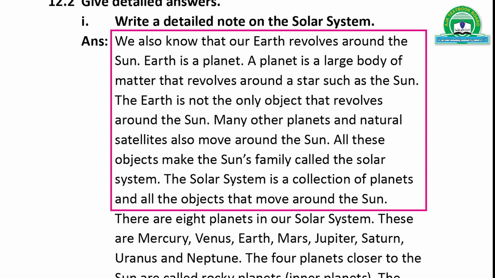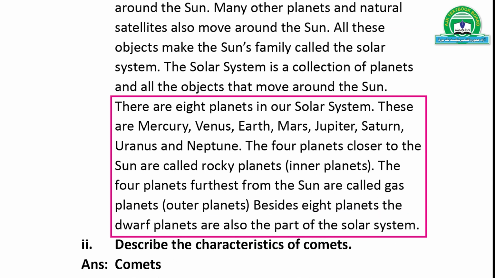The solar system is a collection of planets and all the objects that move around the sun. There are 8 planets in the solar system. These are Mercury, Venus, Earth, Mars, Jupiter, Saturn, Uranus and Neptune. The 4 planets closer to the sun are called rocky planets and the 4 planets furthest from the sun are called gaseous planets.